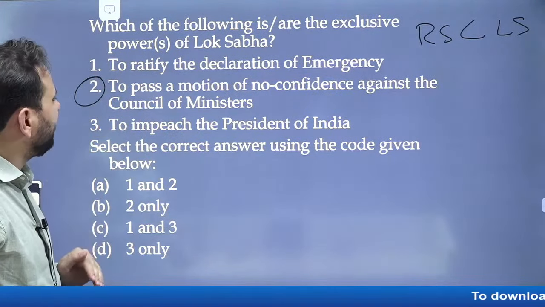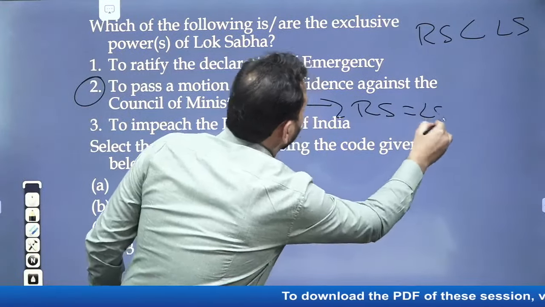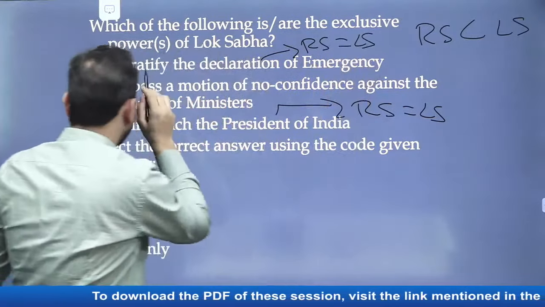The third statement is impeach the President of India. This shows the condition of Rajya Sabha being equal to Lok Sabha. This is also the condition of Rajya Sabha being equal to Lok Sabha. So the answer would be 2 only.